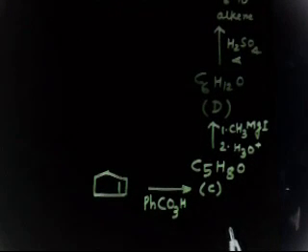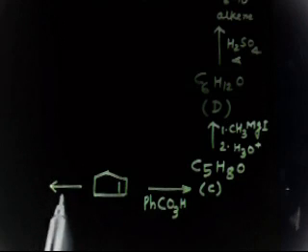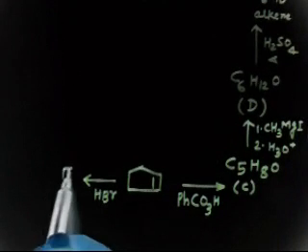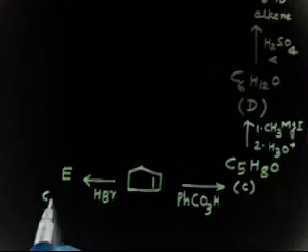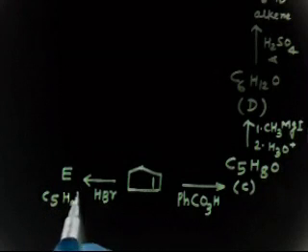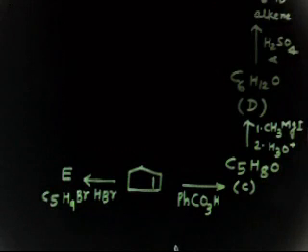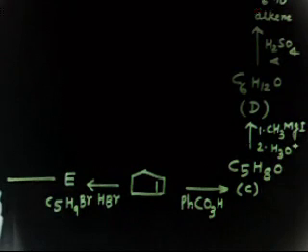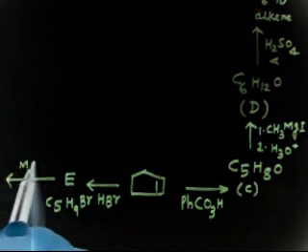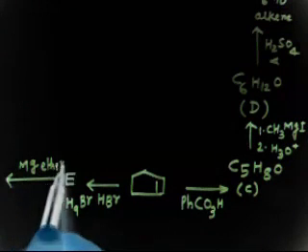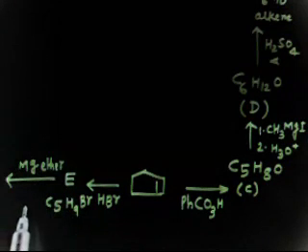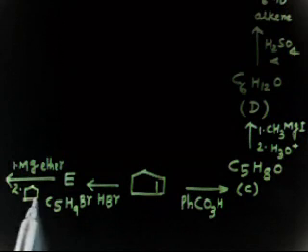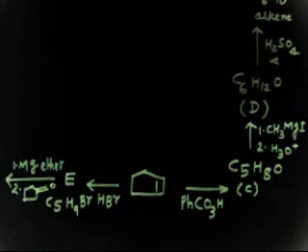So this is epoxidation. Now if I react with HBr, this compound gives E, and E has a formula of C5H9Br. Now E reacts with magnesium and ether, so this must be forming a Grignard reagent. And further, this reacts with cyclohexanone, so I have a double bond O. Are you getting or not?